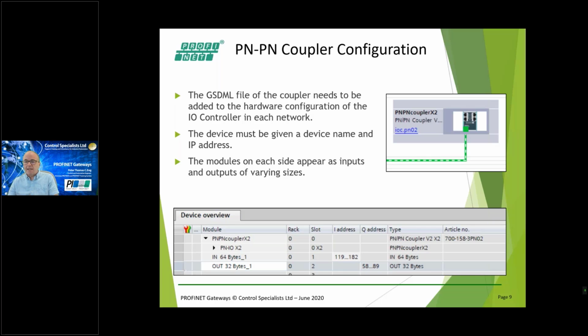On the other side, we've got to have exactly the same configuration, but a mirror image. So for example, if I am reading in 64 bytes, I'd expect the other guy to have an out of 64 bytes. And in the same case, I'm sending out 32 bytes, so I'd expect the other guy to have an in of 32 bytes. But that's about as complicated as it gets.